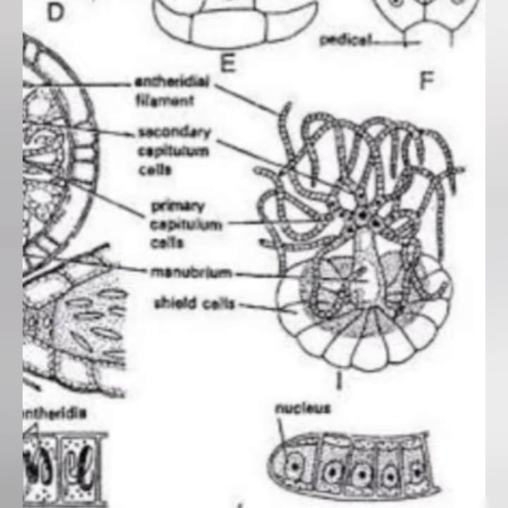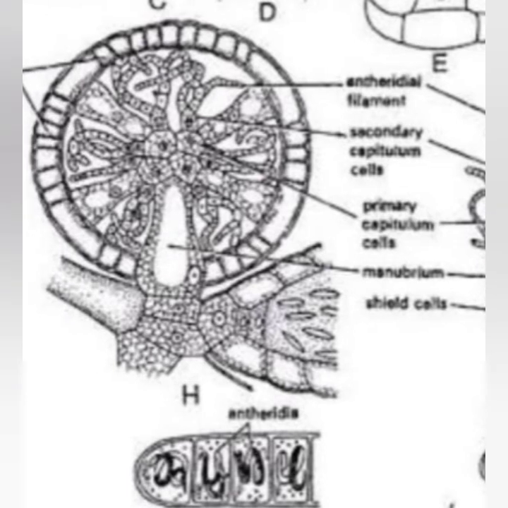Now coming to the last layer, the innermost layer. The inner layer present at the distal end of the manubrial cells will give rise to the primary capitulum cells. You had already studied the structure in figure H. Remember, from the manubrial cells we get these primary capitulum cells, right? So these primary capitulum cells form from the innermost layer.